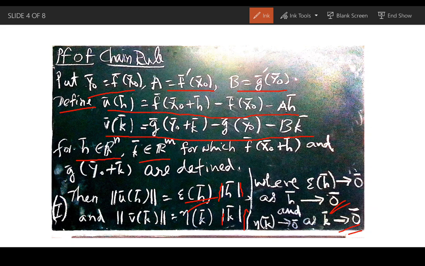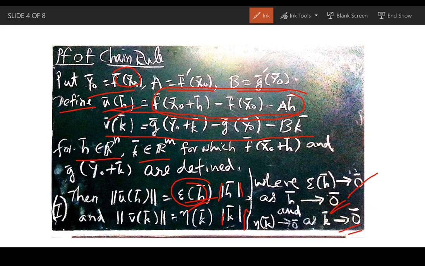What is derivative? Remember, since f is differentiable at x naught, you have norm of f of x naught plus h minus f of x naught minus A h, divided by norm of h. Limit of that is equal to 0 as h tends to 0. That is precisely saying the limit of norm of u of h divided by norm of h equals 0, precisely saying epsilon of h tends to 0 as h tends to 0.